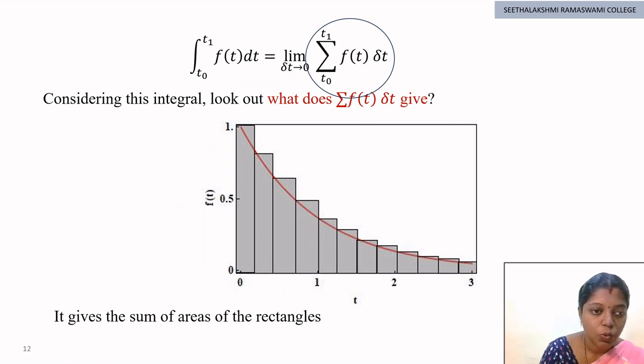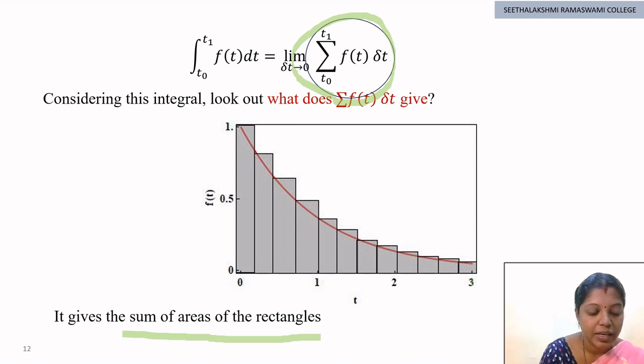So next, you sum it from t naught to t1, f of t del t. So from the lower limit to the upper limit, you are making many rectangles and adding the area of all the rectangles. So the sum of f of t del t gives the sum of area of all the rectangles that I have shown here. So at the next step, after summing up, what will you do?